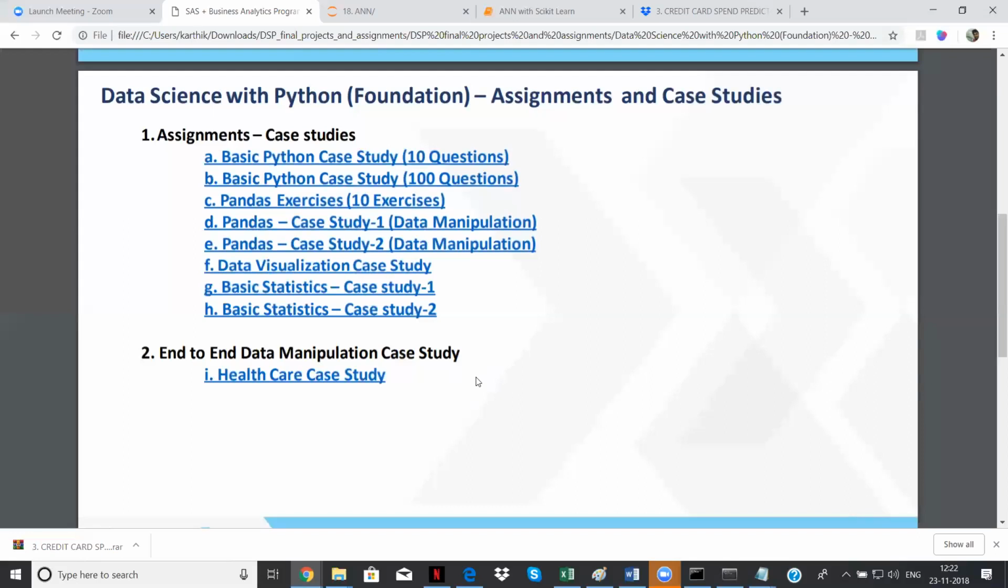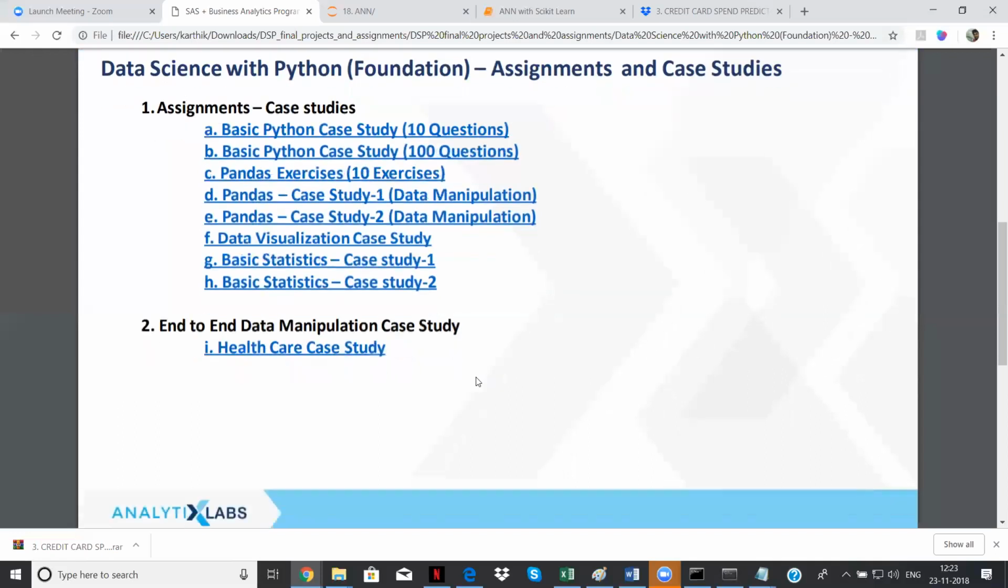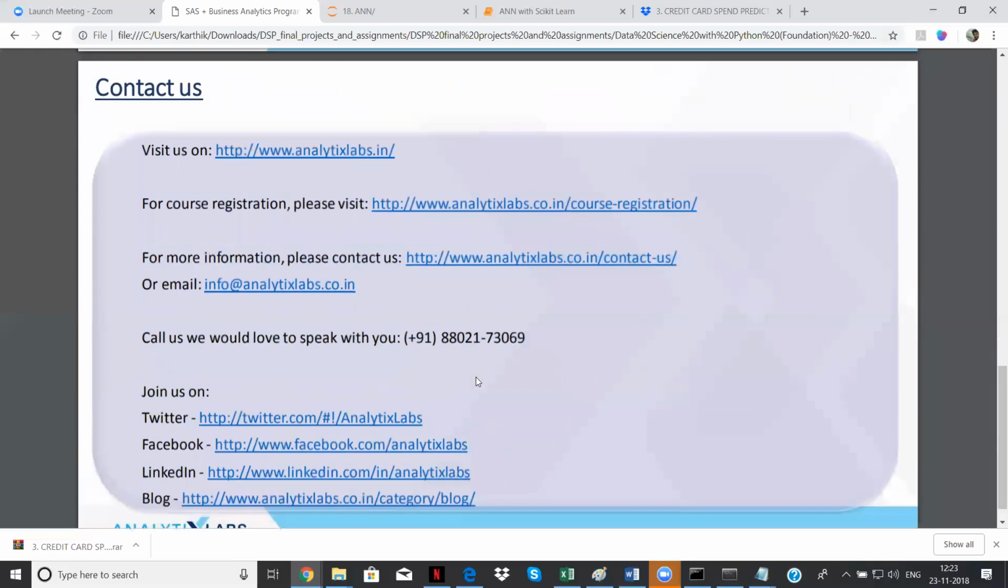Case study 2 is based on one single data, on user perception, right? A combination of these two would be there in the healthcare case study. It will be an end-to-end case study which contains data manipulation and basic stats. Is that clear? Once you have done all these case studies, that should give you enough practice to finish up the healthcare case study. Clear? Now, these are your basic case studies, and I'm expecting it to be finished up ASAP.